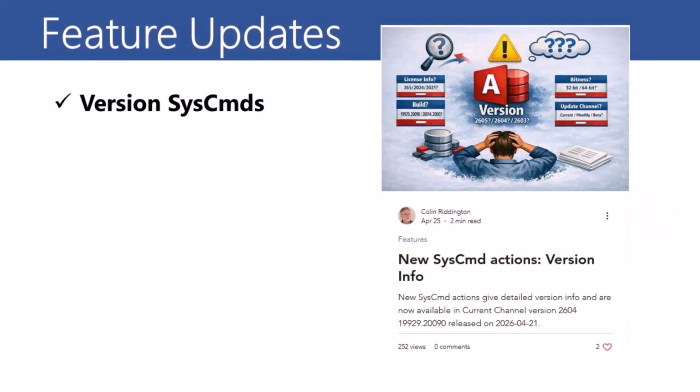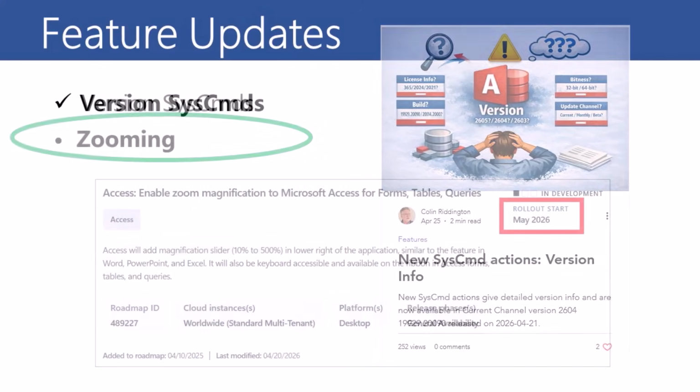The first feature has been available in the current Access version since April 21. New SysCmds that return version information. The image shows our Access Forever org article about this. You'll find some links to further information in the video description below.